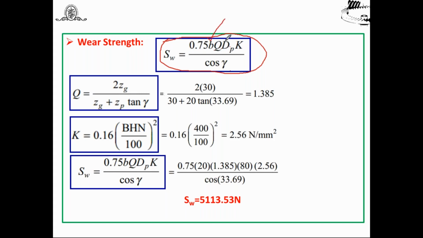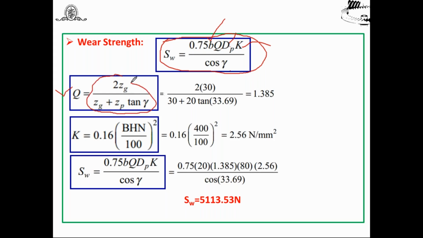B is given. dP, we know very well already. K, we have to find out. Q, that we have to find out. Let us calculate the form factor. Q is a ratio factor: 2 Zg upon Zg plus Zp into tan gamma.